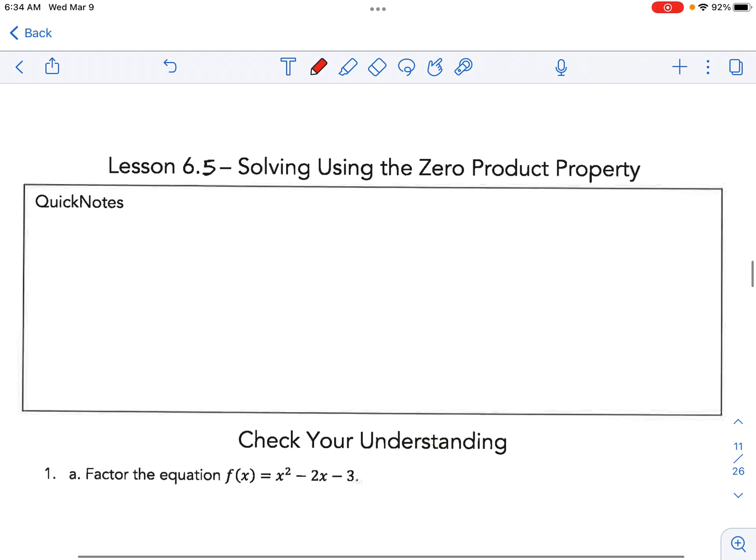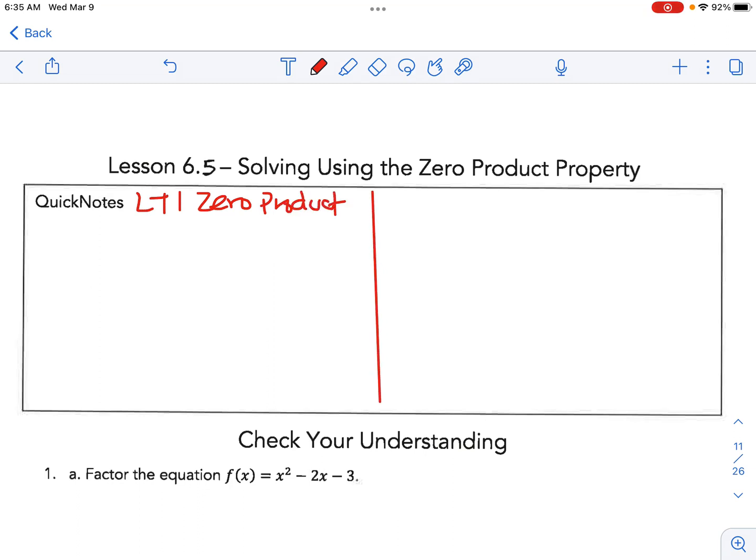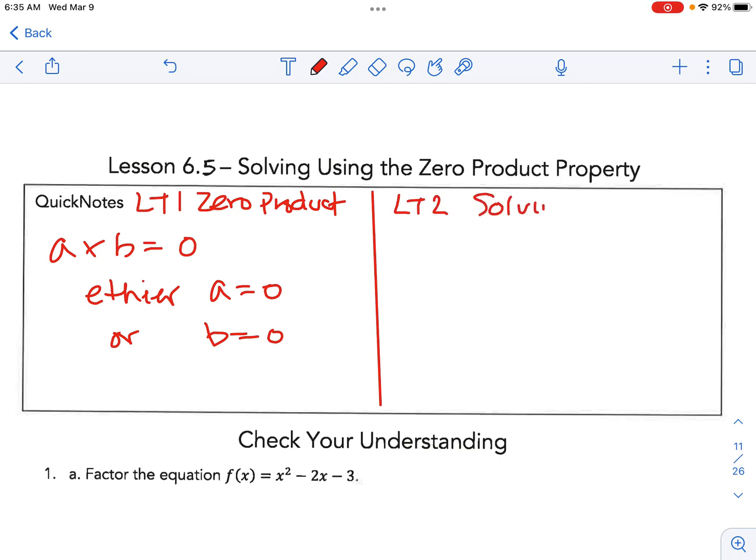So our learning targets then, there's two of them. One's called the zero product property. We're talking about if A times B equals 0, then either A equals 0 or B equals 0. And then our learning target 2 is solving by factoring.